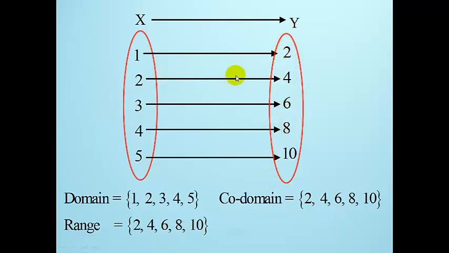Now, when we look at the relation between the elements of the set X and the elements of the set Y, we can say that the image of 1 is 2. The image of 2 is 4. The image of 3 is 6. And the image of 4 is 8. And the image of 5 is 10. So the images are 2, 4, 6, 8, and 10. So the range is equal to 2, 4, 6, 8, and 10.